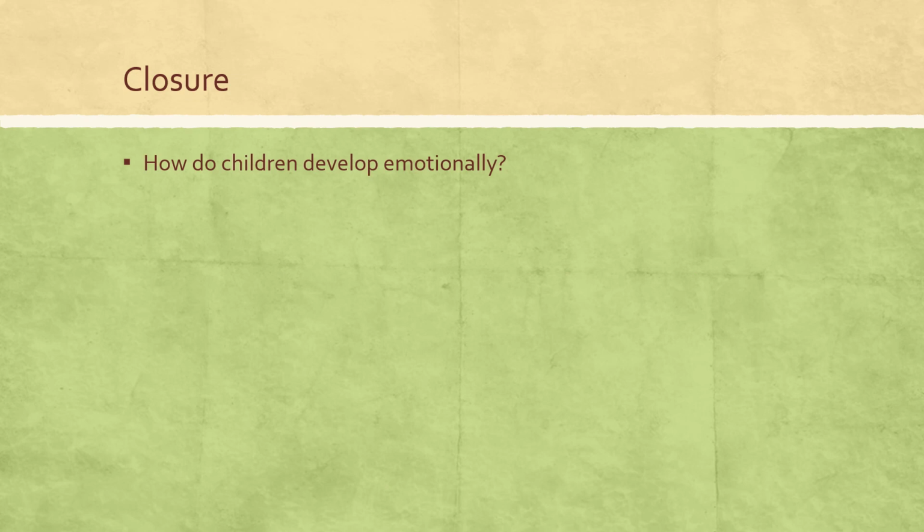Alright, so wrapping up our lesson here with our closure. How do children develop emotionally? Think about the different types of attachment we've talked about. Think about the study with the monkeys and the surrogate mother, and think about all those different elements and changes that can occur that help children develop emotionally.